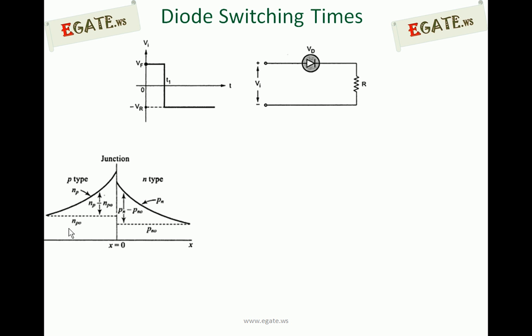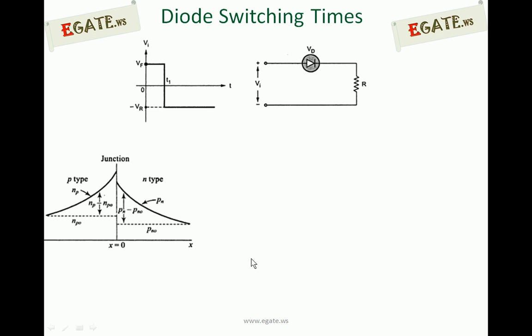Under steady state forward bias. Now, this steady state forward bias situation specifies that it has a large number of excess minority carriers present near the junction. To go into reverse bias, first of all this excess minority charge should be removed.